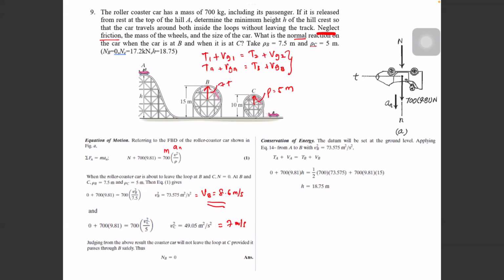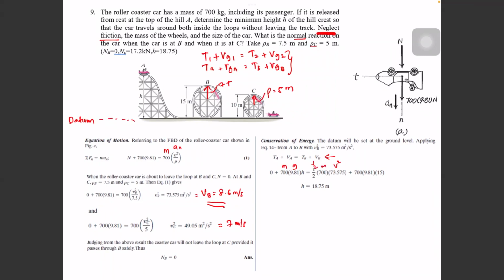So the datum will be set at the ground level. Okay, applying equation from A to B with VB squared equal to 73.575. So you have TA plus VA is equal to TB plus VB. So this is from conservation of energy. All right. So at point A, the kinetic energy is 0. Okay. At point A, the potential energy for gravity is mgh. So this is m, this is g, and that is h. Let's say this is our datum. Okay, mgh. And then for TB, you have half mv squared.